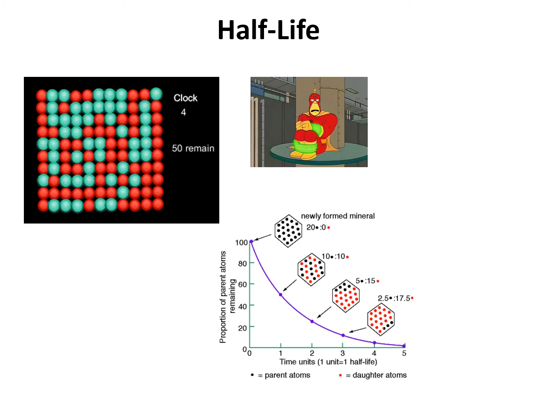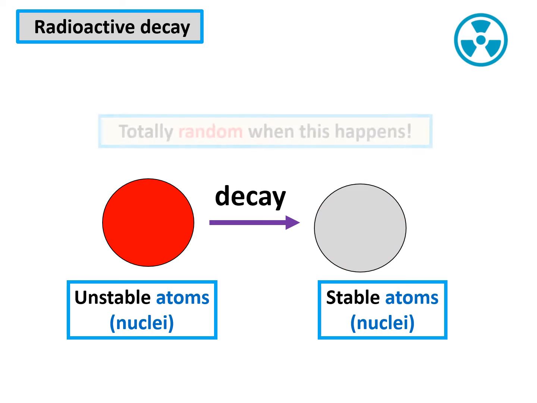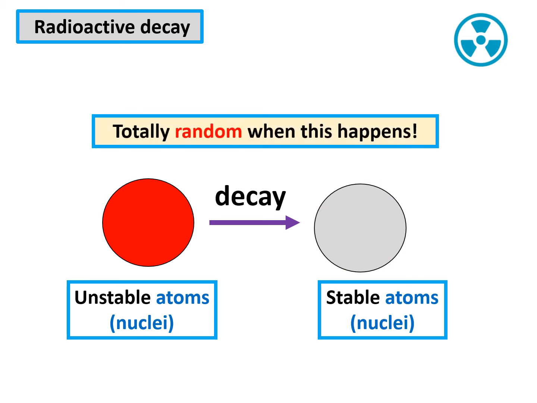Radioactive decay and half-life. So radioactive decay is when an unstable atom, a nuclei, because it's all about the nucleus, changes to become a stable nuclei. It's totally random when this happens. There's no way of speeding it up or slowing it down.